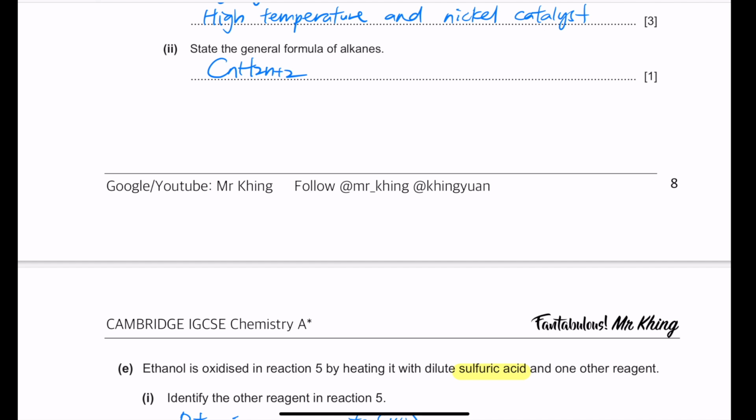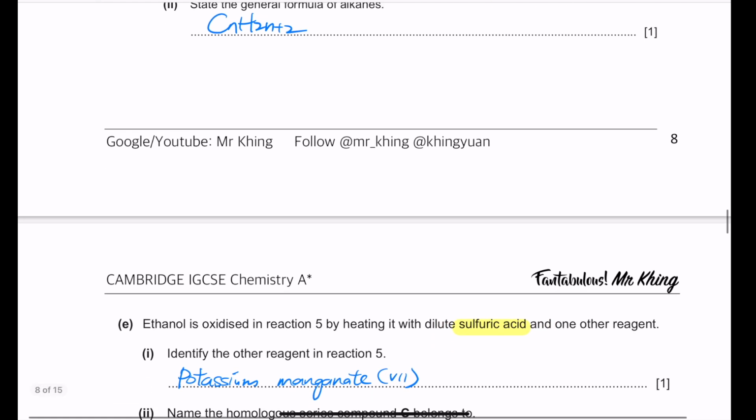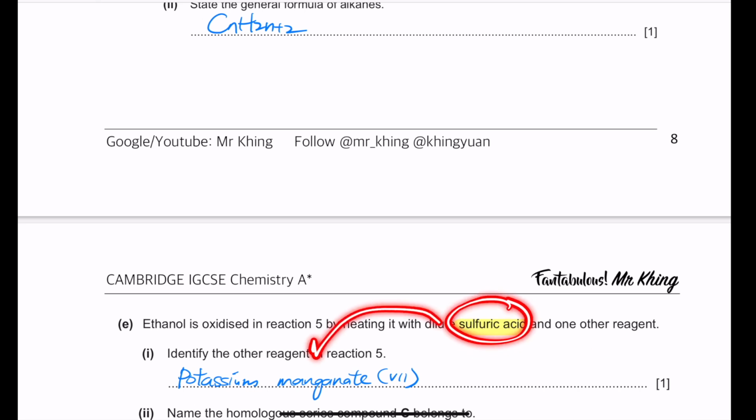Alright, so why is there acid over here? You see the presence of this acid is to acidify the solution. So what is the other reagent? It can be potassium manganate(VII) or potassium dichromate(VI). Okay, so for this question, you do not need to mention the word acidified. Even if you mention it, it doesn't matter as well, because it is already mentioned here: acid with another reagent. So the purpose of this acid is to acidify the potassium solution.